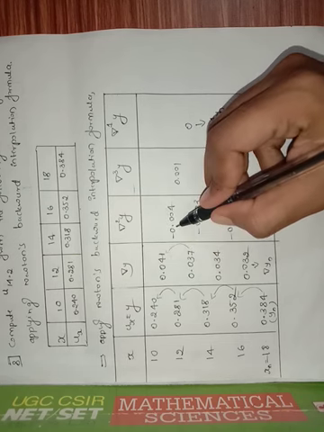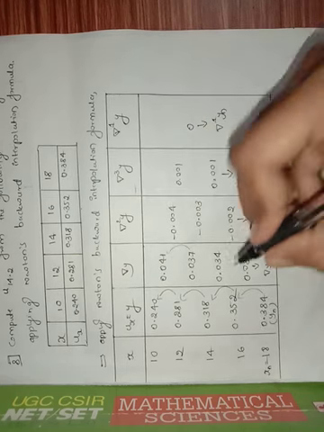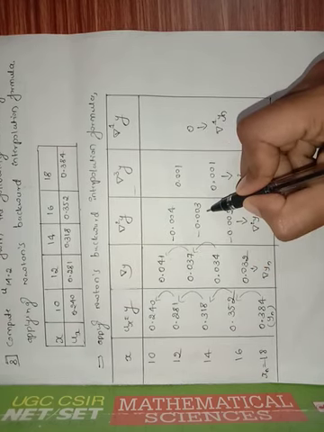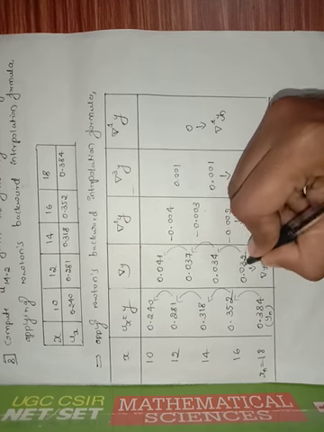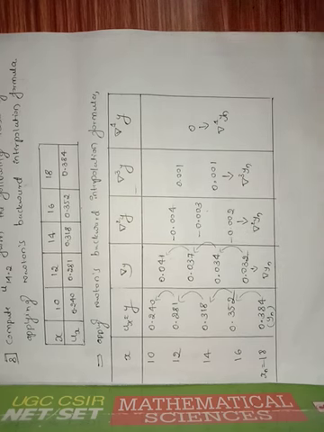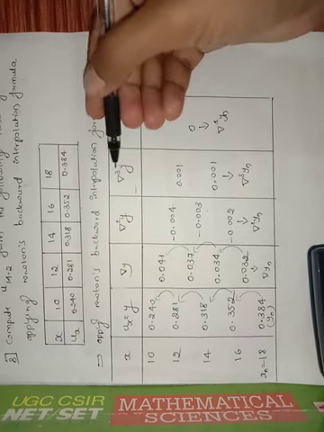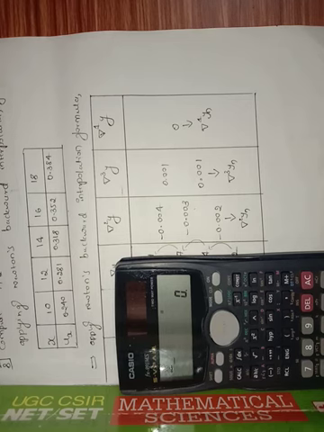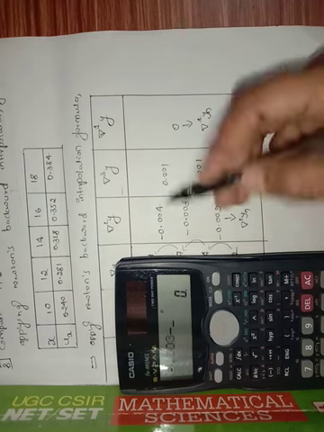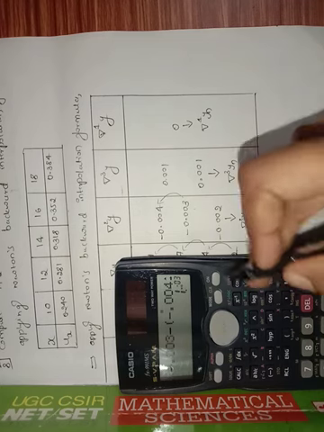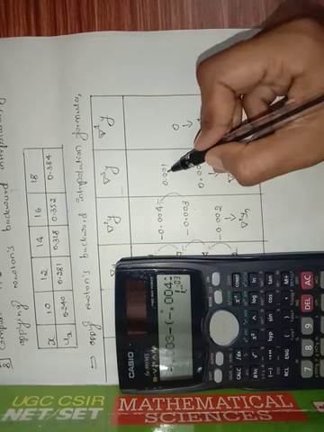Then 0.037 minus 0.041 gives minus 0.004. 0.034 minus 0.037 gives minus 0.003. 0.032 minus 0.034 gives minus 0.002. Then in the next case, construct the third backward difference column. Minus 0.003 minus of minus 0.004 gives 1 into 10 raised to minus 3, that is nothing but 0.001 only.